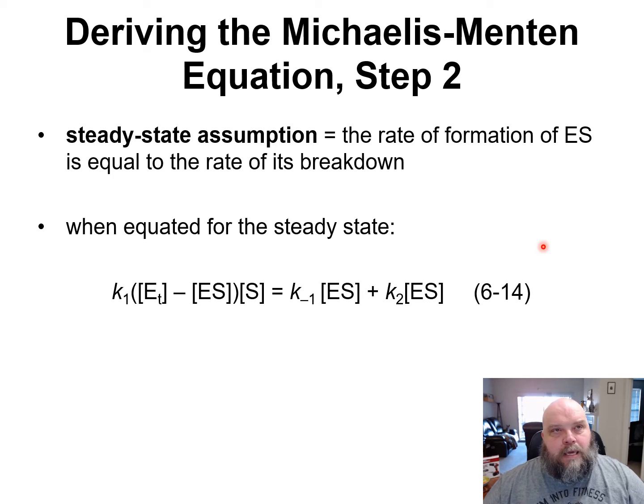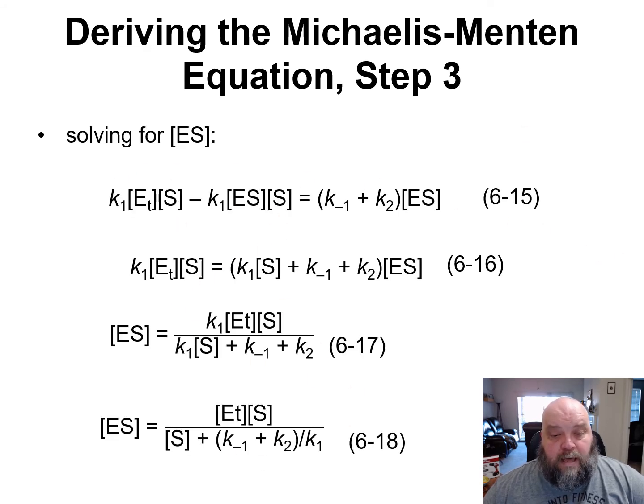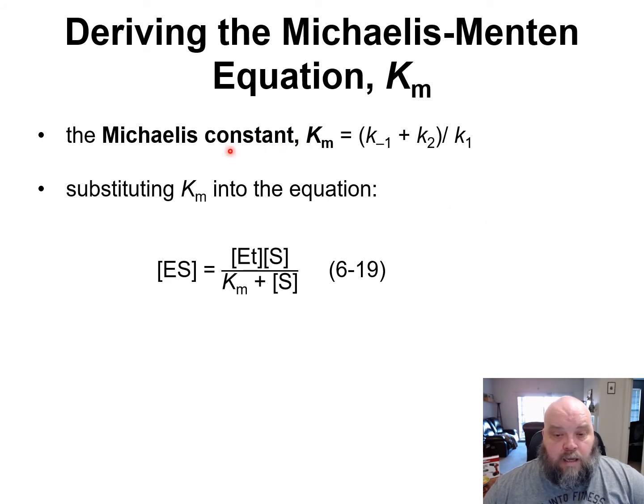We're making assumptions here. We're assuming that the formation of ES has hit a point where for every enzyme substrate ES formed, there's an enzyme and product dissociating, and then that free enzyme is reassociating. So we have this balance going on. K1 times total minus ES times S equals the sum of those two halves, E plus S to ES, and ES, K2, to E plus P. Go through, do the math, substitute in here, there, everywhere, and then you end up with this.